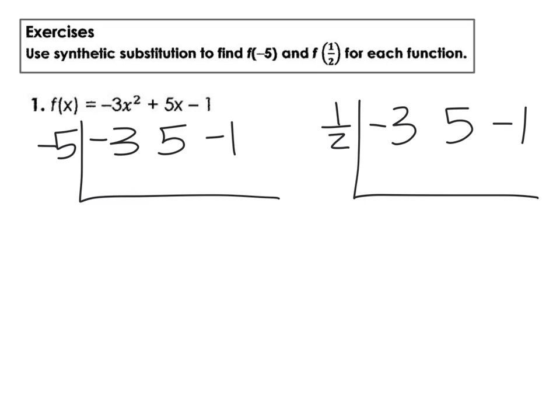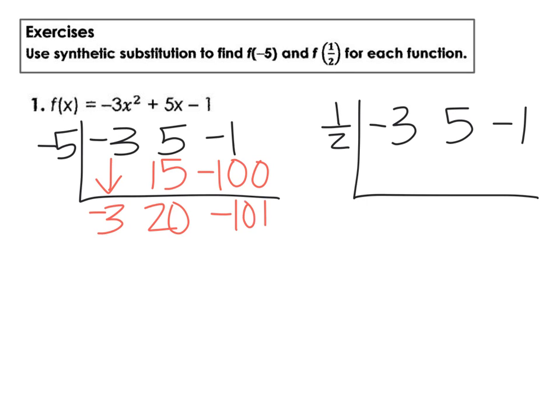All right, then let's solve each one of these. So bring down the negative 3. Negative 5 times negative 3 gives us positive 15. 5 plus 15 gives us 20. Negative 5 times 20 gives us negative 100. And negative 1 plus negative 100 gives negative 101, our answer. So f of negative 5 equals negative 101.